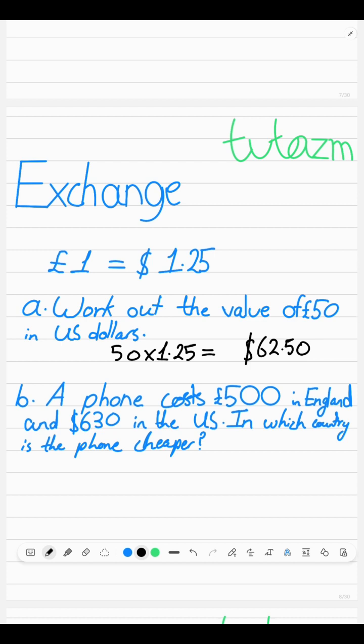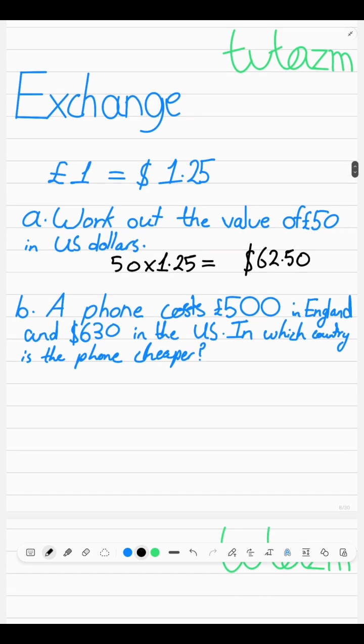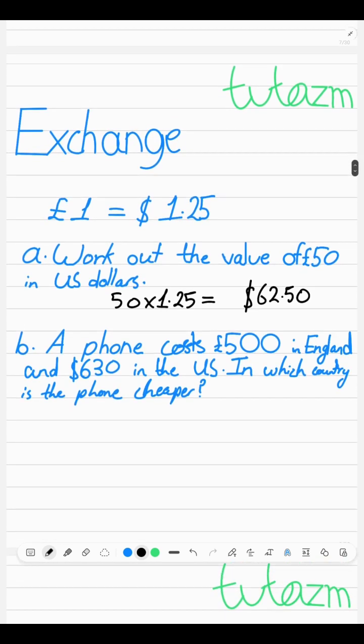Okay, the second part of the question says a phone costs £500 in England and $630 in the US. In which country is the phone cheaper? So we can do this 2 ways. I'll work it out using both ways. So let's start by converting both currencies into dollars. So we already know that it's 630 in the US. So let's work out what £500 is in US dollars.